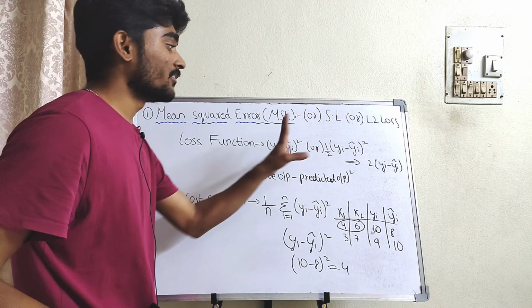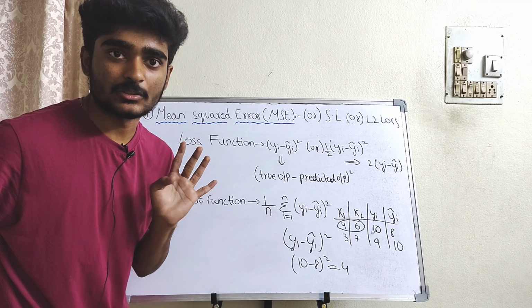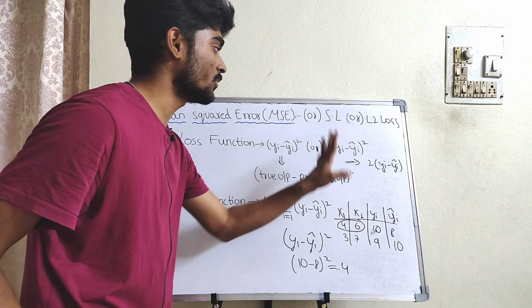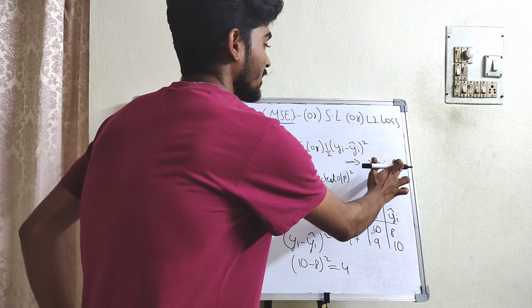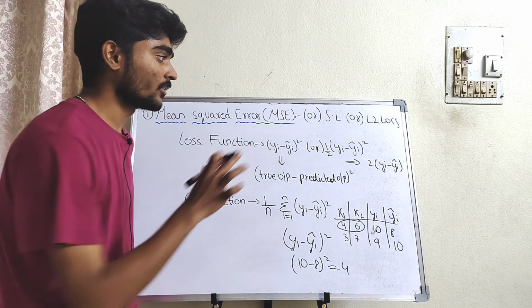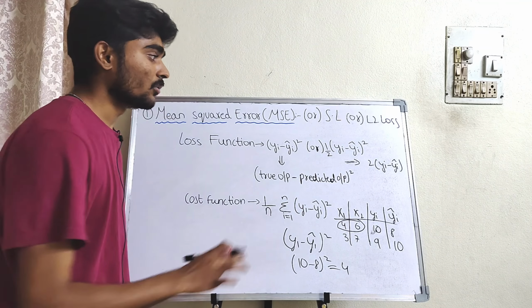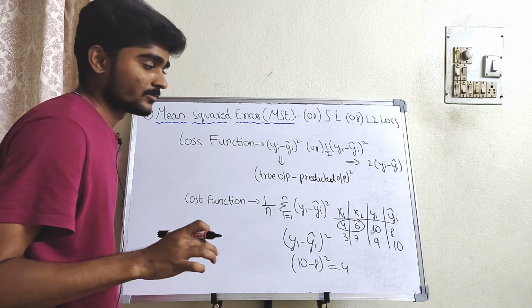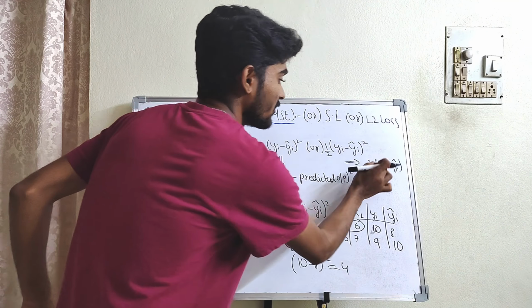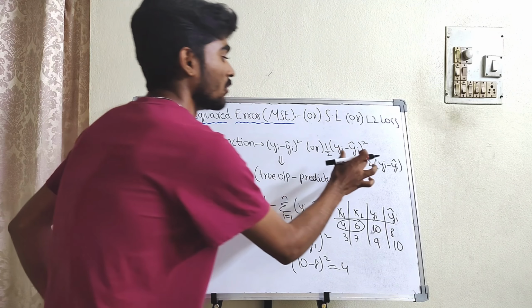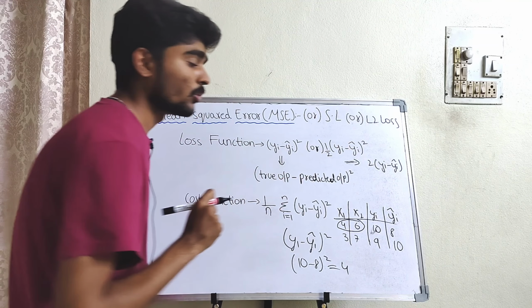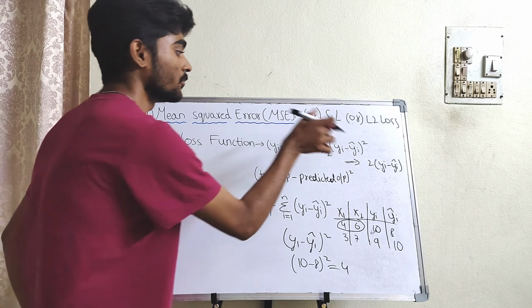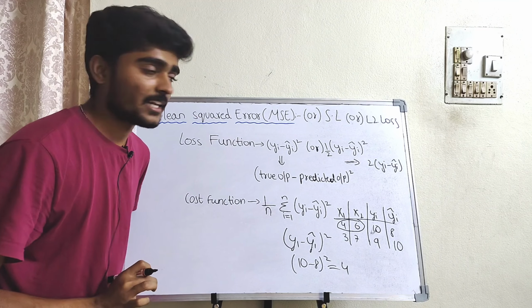The general differentiation of x square is 2x, so it is 2 into (y minus y hat). Now this extra term 2 will interrupt the gradient calculation.